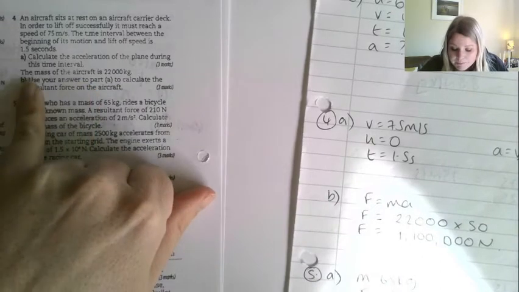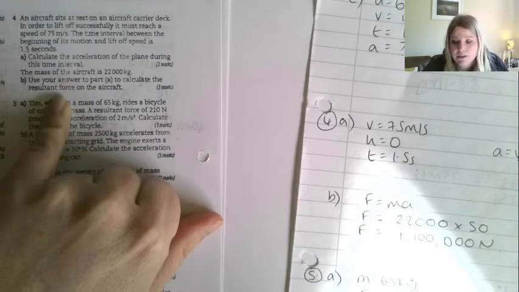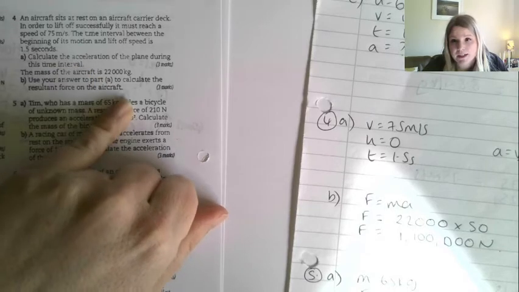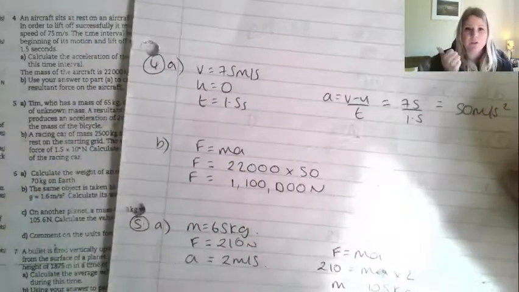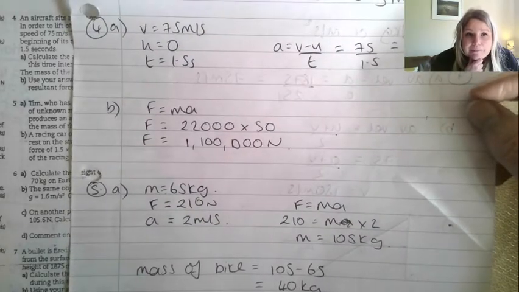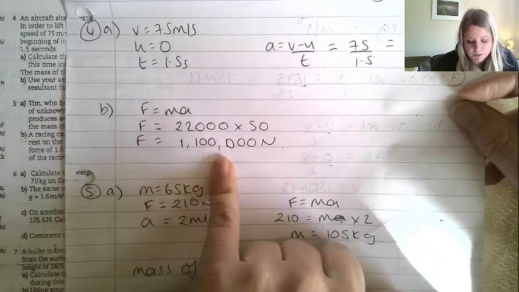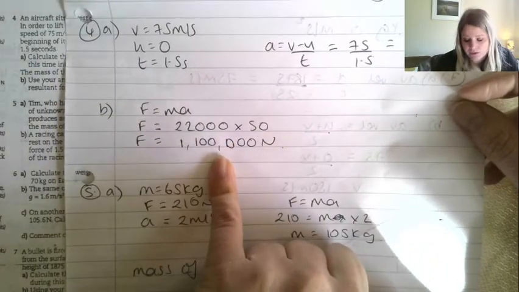For part B, it tells us the mass of the aircraft is 22,000 kilograms. Use that along with your answer to part A to calculate the resultant force. So now we've got the mass and the acceleration, we can use F equals ma to get the resultant force. So the mass multiplied by the acceleration gives us 1,100,000 newtons.